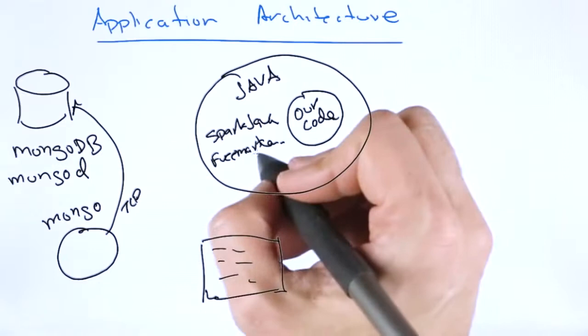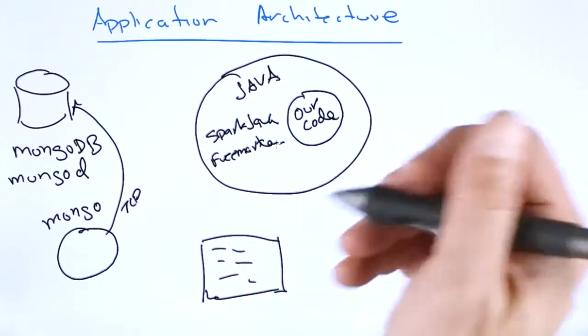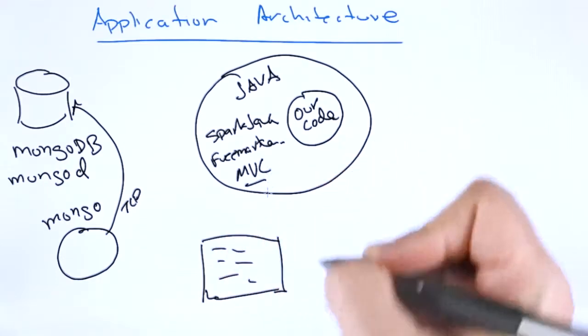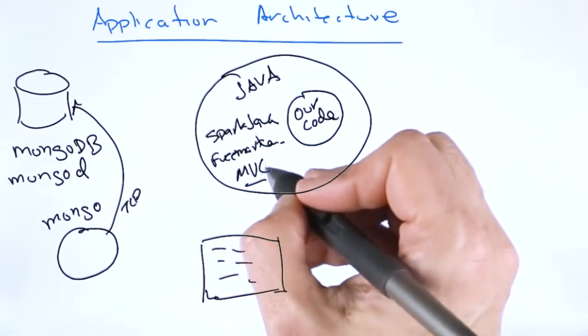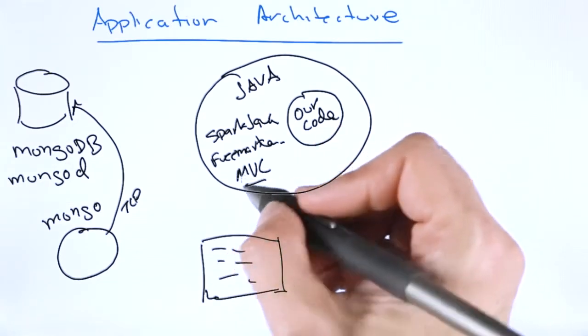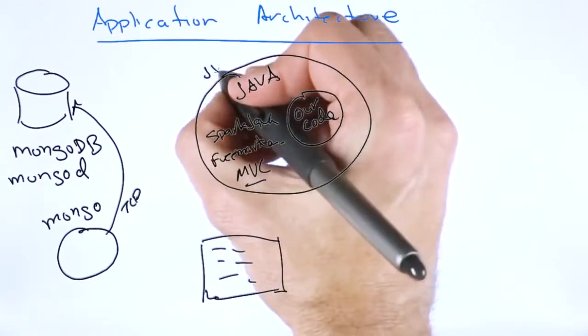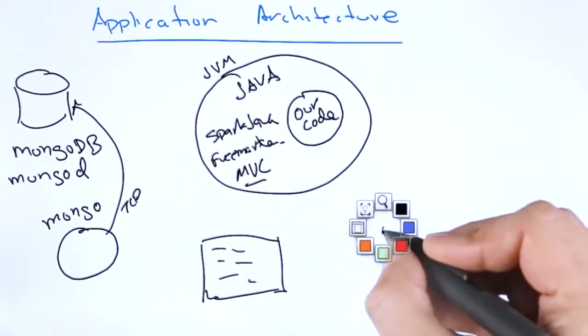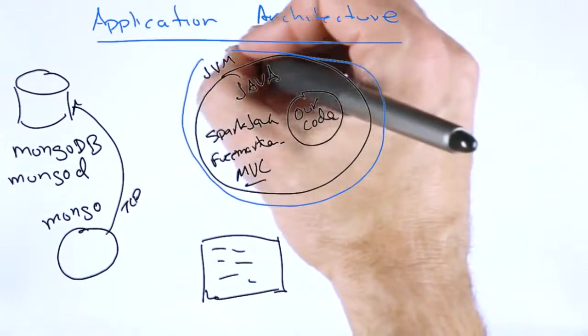And then FreeMarker is a templating language that will allow us to create HTML views so that we can use model view controller type programming, where the view, which is the UI part, is separate from the controller, which handles user input, and the model, which is the underlying logic of the application. Now, this all runs inside the JVM, because this is Java. So it's all running inside this JVM.